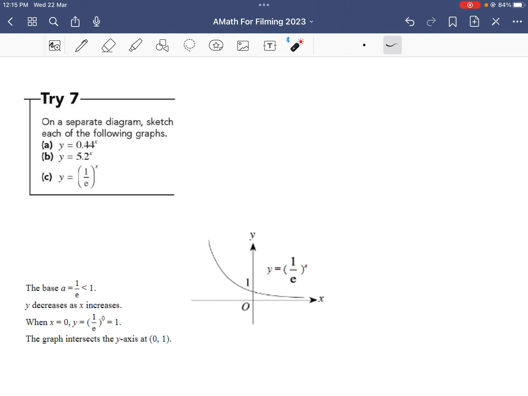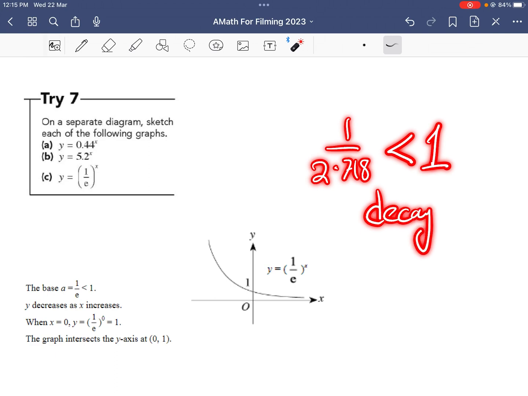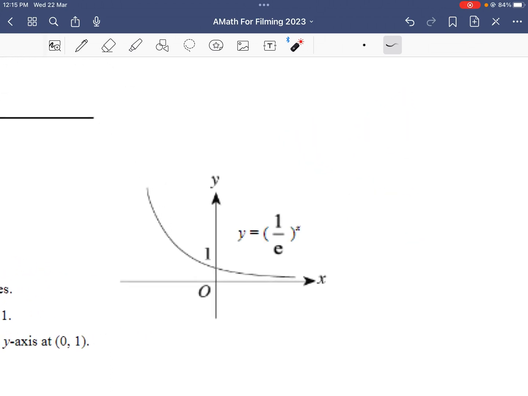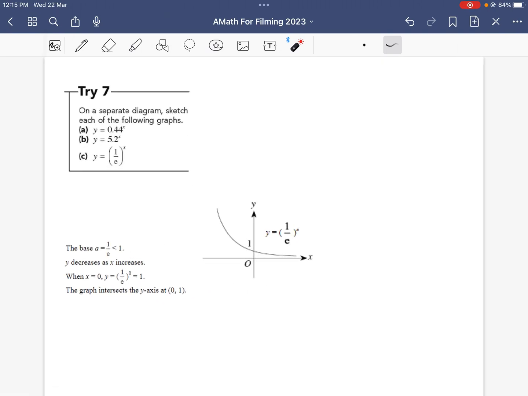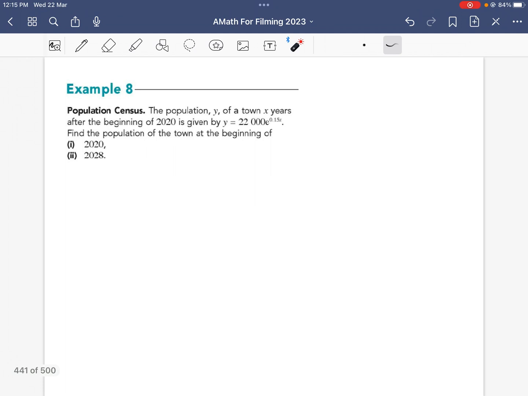Last but not least, for try 7c, 1 over e, 1 over 2.718, is less than 1 itself. Hence, exponential decay will occur in this graph. So the shape of the graph looks like this. Once again, ensure that it doesn't touch the x-axis, and it will intercept the vertical axis at y equals 1. So that's it for try 7. I don't think it's a difficult concept. Now we move on to calculations in example 8.